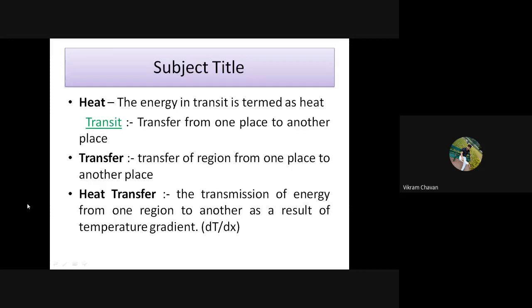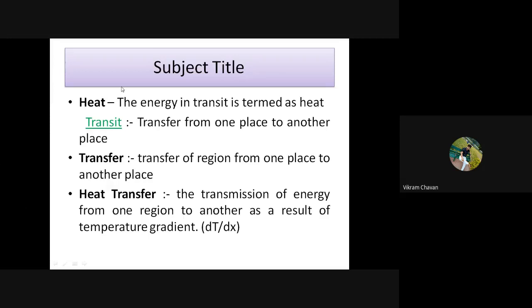Then, what is meant by heat? Heat is nothing but energy in transit. The energy in transit is termed as heat. Everyone getting this concept?